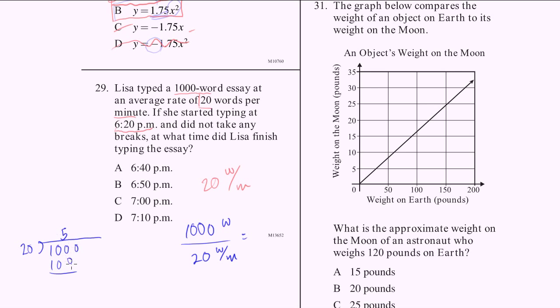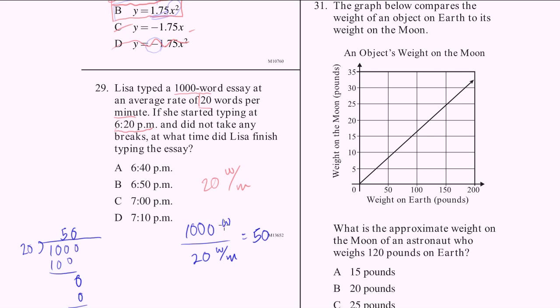And then you bring down the 0. 20 goes into 0 0 times. And then 0 times 20 is 0. And then you are done. 20 goes into 1,000 50 times. Or you could say 2 goes into 100 50 times. All the same thing. So it'll take her 50 minutes.